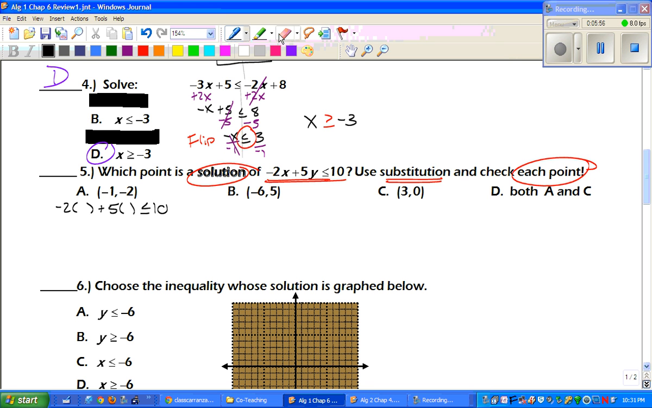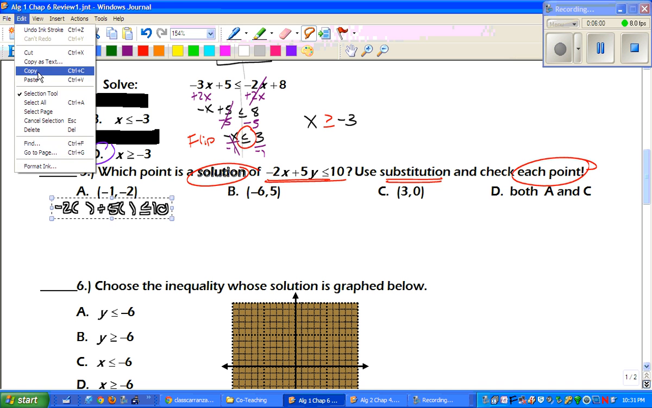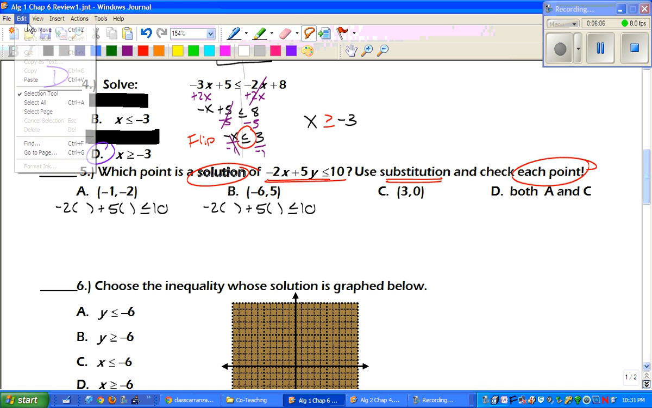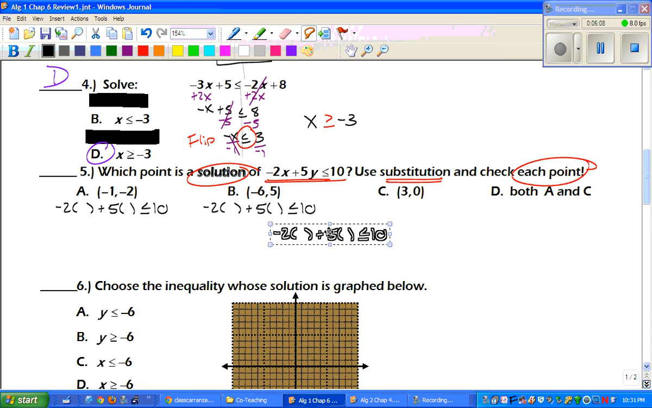Less than or equal to 10. So that's what we're going to check. Copy it, paste it, and I got to do it not once, not twice, but 3 times. All right, let's start plugging in. Remember which is your x and your y, okay?